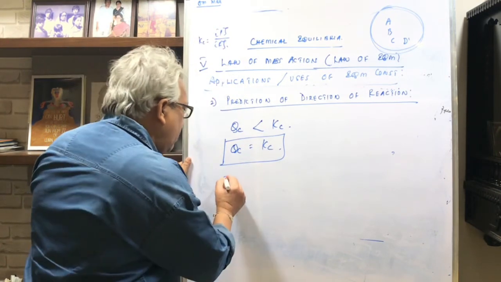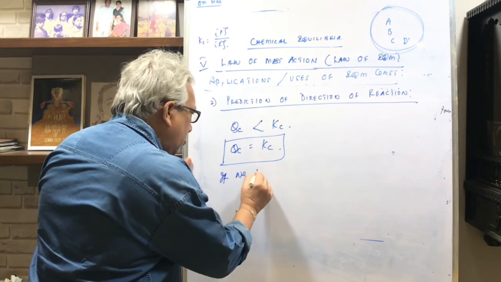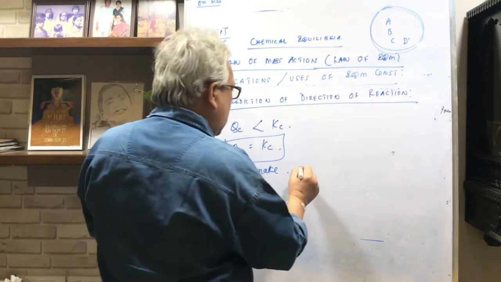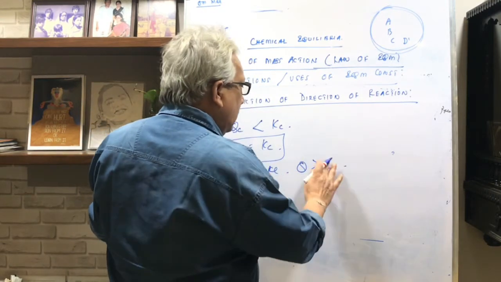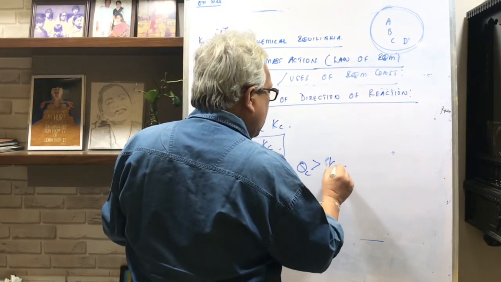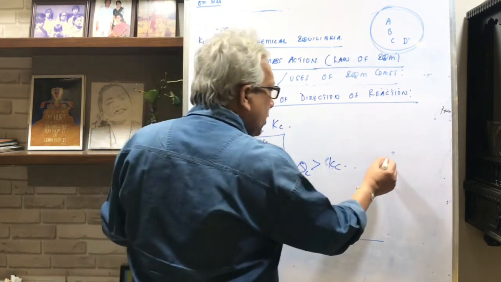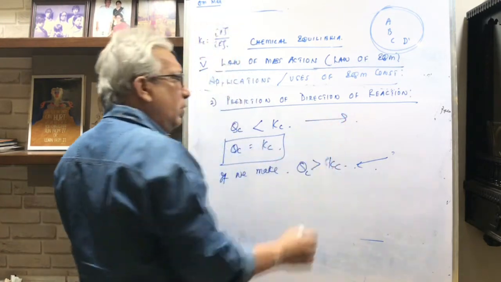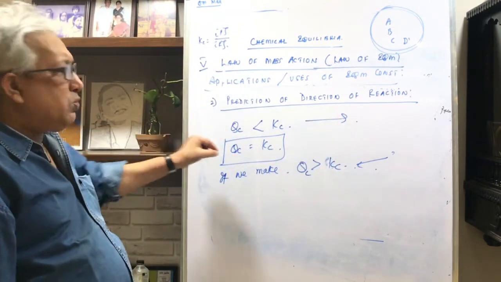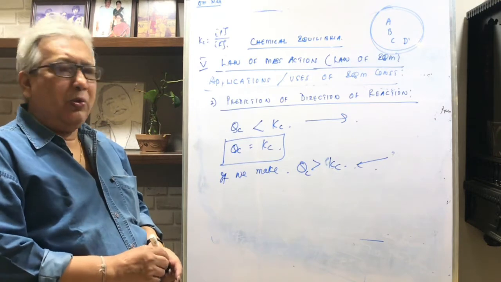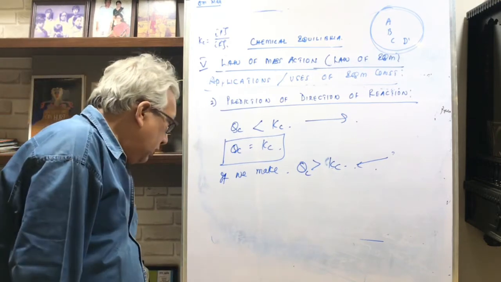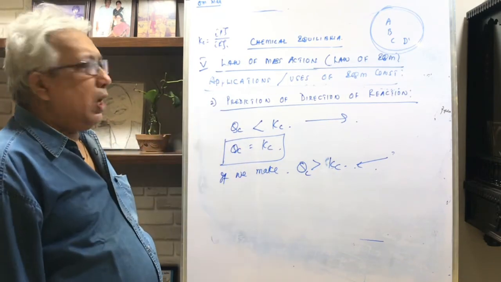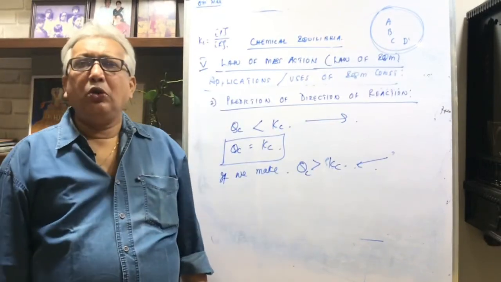So if we artificially make it by disturbing the equilibrium, make Qc greater than Kc, then the reaction will go more in the backward direction. But if Qc is much lesser than Kc, the reaction will go more in the forward direction. And when Qc is equal to Kc, we know the equilibrium is achieved. Is it okay with you? So that is all about the applications and uses of the equilibrium constant.